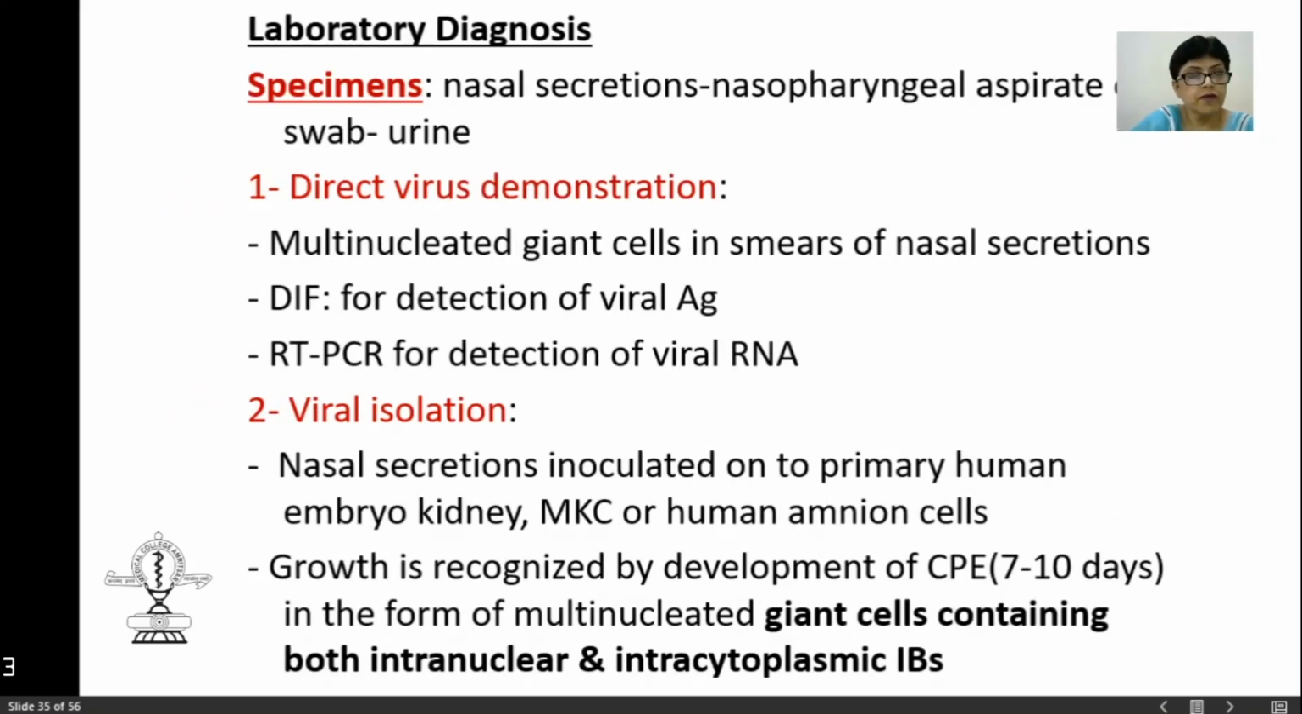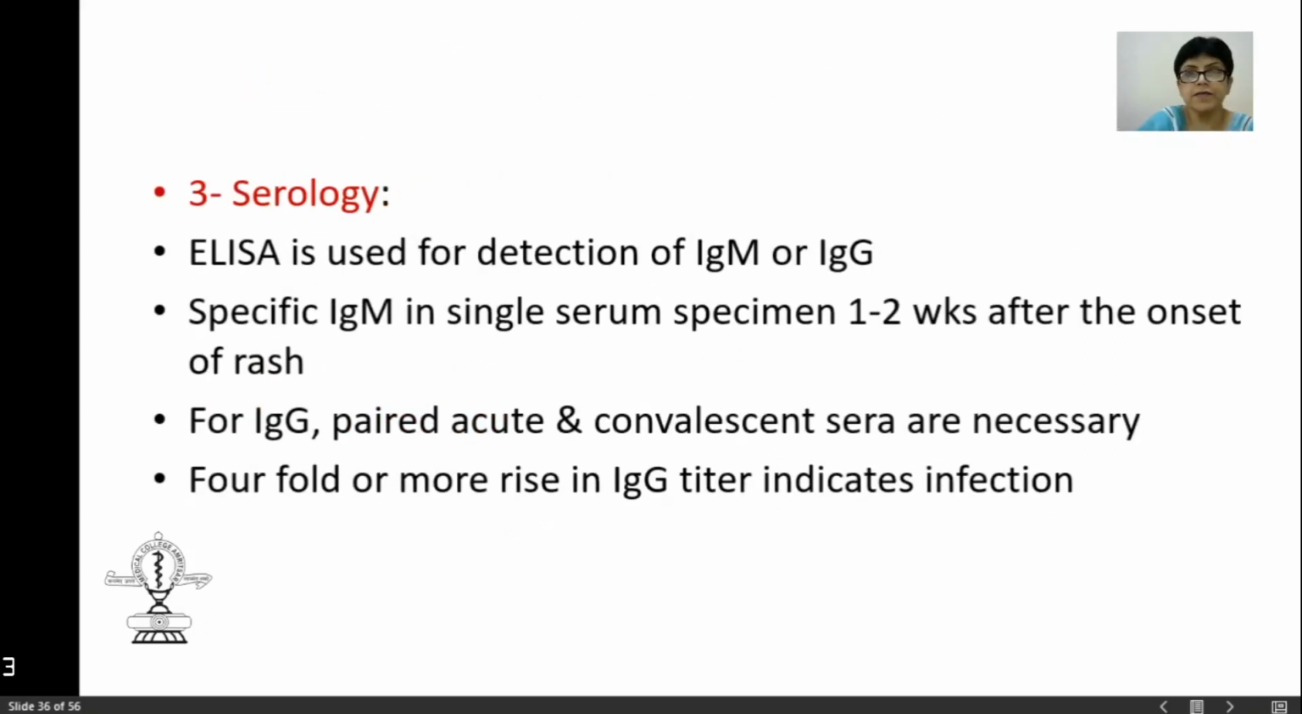The laboratory diagnosis, we will follow the same pattern as before. On viral isolation, we can isolate and we can detect this giant cell containing both intranuclear and intracytoplasmic bodies, which we called Warthin-Finkeldey cells just a couple of minutes ago.